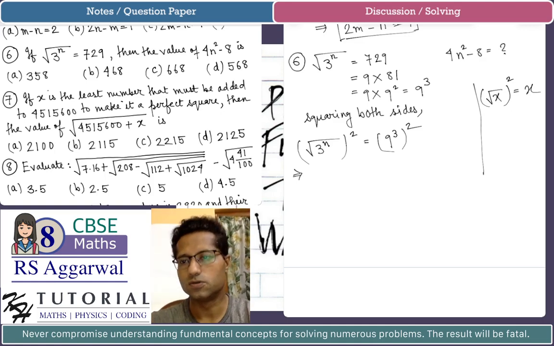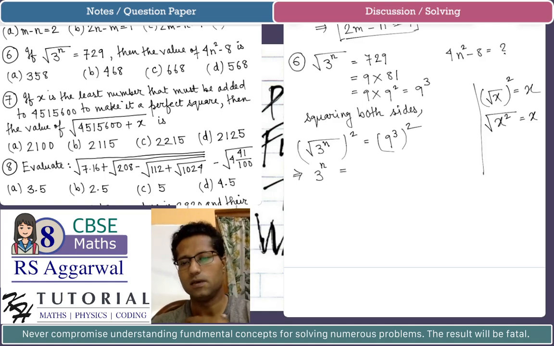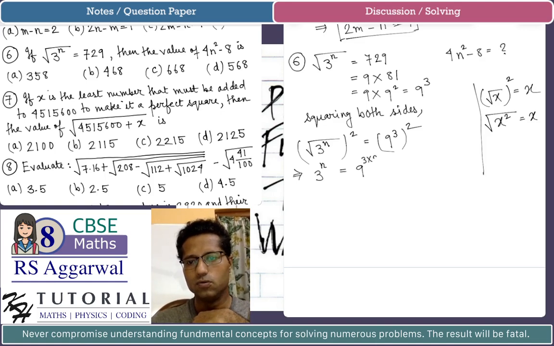Squaring both sides, I get this. Now, what will be the left hand side? What is the square of the square root of a number? If you take the square of the square root of x, it is x itself. Also, you must know that the square root of x square is also x. So the left hand side will be 3 to the power n, and the right hand side will be 9 to the power 3, and then its whole square. So this is 9 to the power 3 multiplied by 2.